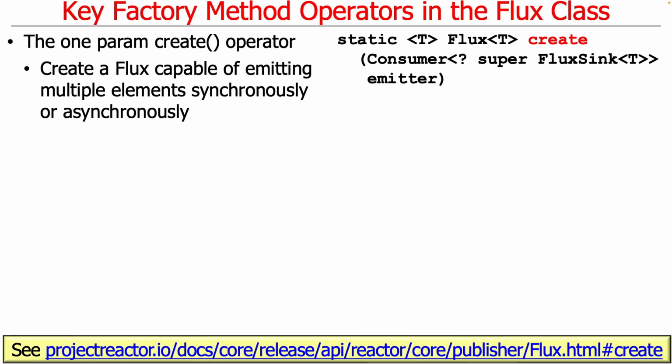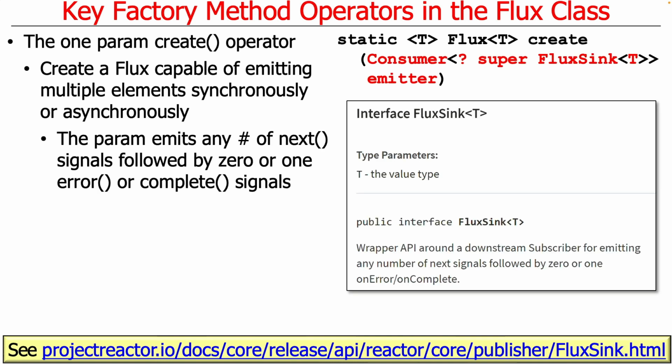So here's what create looks like. It creates a flux that can emit a bunch of elements, either synchronously or asynchronously. That's quite fascinating. We'll talk about that more later. That cross-cuts with the discussion we just had about schedulers and concurrency operators. The parameter passed as the emitter is a consumer that's parameterized by something called a flux sink, and it will emit any number of next signals followed by 0 or more error or complete signals. So these are the things that are emitted in this context, and you'll see how that works.